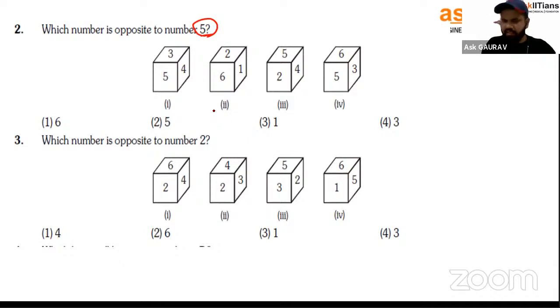Mridul, your 6 cannot be. See, if you just look at the first option and the fourth option, 5 and 3 are common. 5 and 3 are common here also. The rest is 4 and 6. So 4 will be opposite to 6.